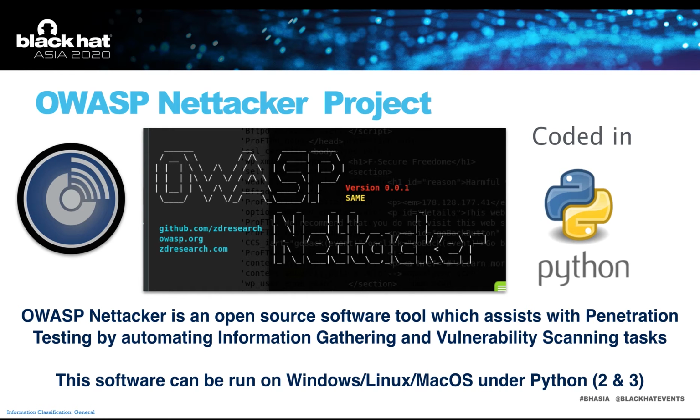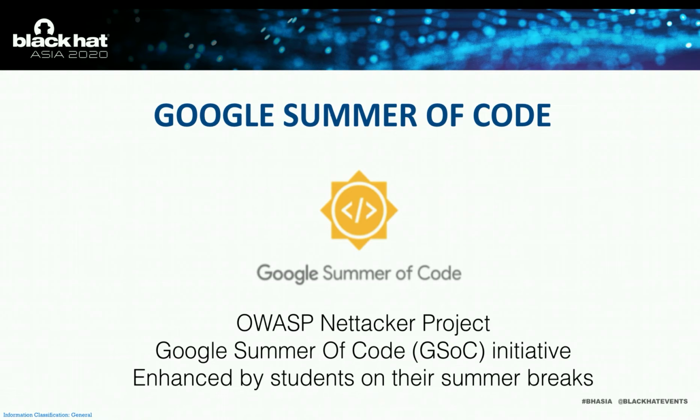What is OWASP Nettacker project? OWASP Nettacker is an open source software tool which assists with penetration testing by automating information gathering and vulnerability scanning tasks. This software can be run on Windows, Linux, or Mac OS, and OWASP Nettacker currently supports both versions 2 and 3 of Python. Another important thing to mention about OWASP Nettacker is that this project was chosen by Google's Summer of Code internship program, and we had many students from all over the world working on enhancing this project during their summer breaks.